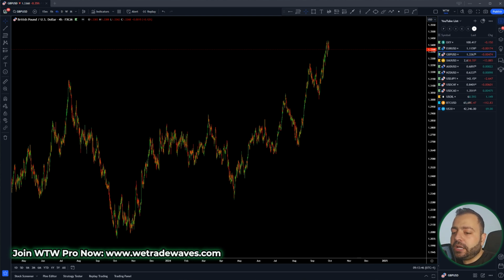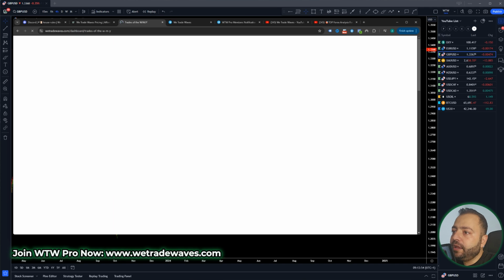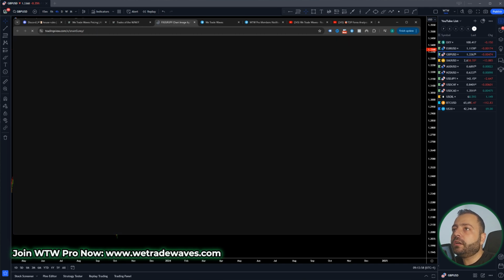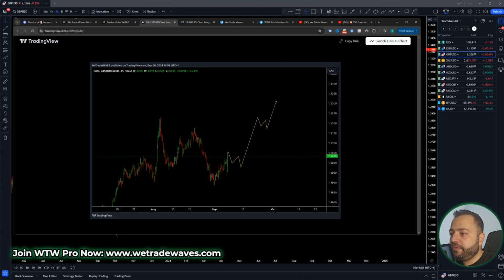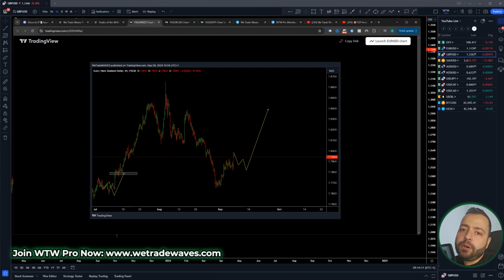I'll just show you a quick example before I jump to the next pair. If I go to the trades of the week, month, and year, just to show you quickly again, for this one, look at this. EUR/JPY to the upside, market went to the target. AUD/NZD, also market is in the making. EUR/CAD, market went to the upside. We've got this up wave, and market gave us a bigger pullback now. And EUR/NZD, like I said, this one was wrong. So here we're wrong, and we took some losses for EUR/NZD.